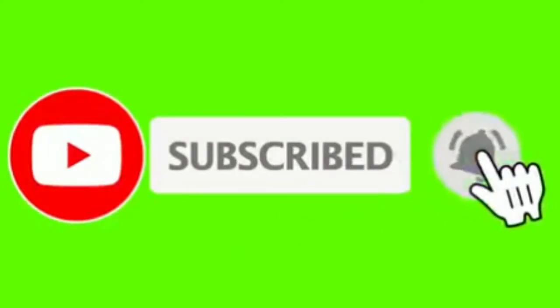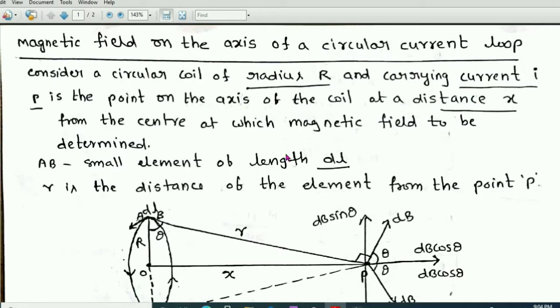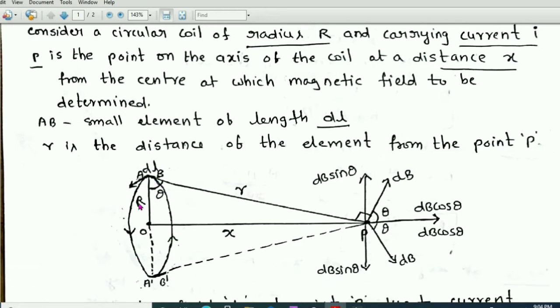In the video series of moving charges and magnetism, in this class I am going to explain the magnetic field on the axis of a circular current loop. So let us consider a circular coil of radius r and carrying a current I. P is the point at which the magnetic field is to be determined due to the circular coil. Let us say the point P is at a distance of x from the center of the circular coil.